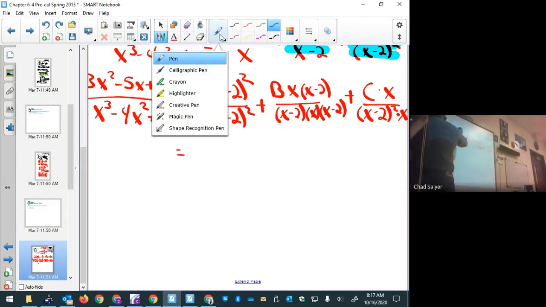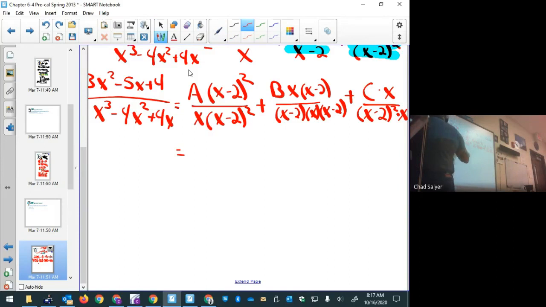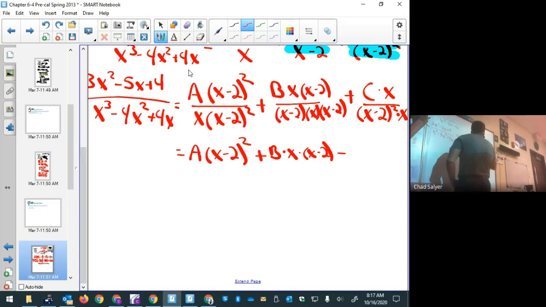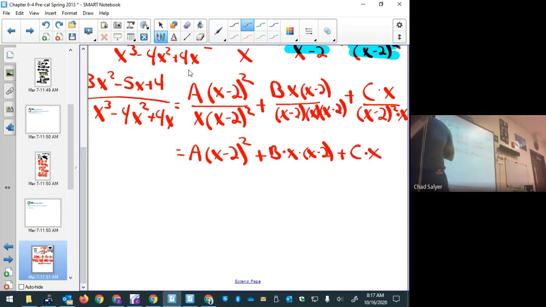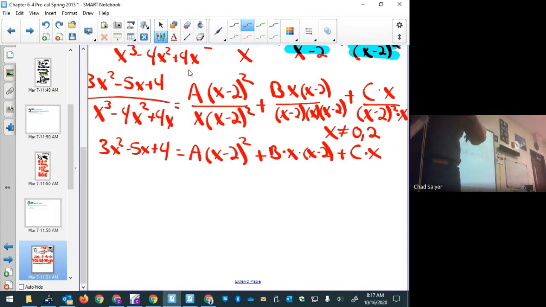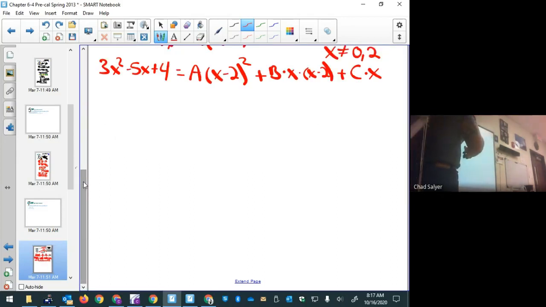So if we multiply this out, we get A times (x minus 2) squared plus B times (x minus 2) plus C times x equal to that original numerator. But we have to say x could never equal 0 or positive 2, so let's keep that in mind. That was always the case because we can't equal it in this expression either, but we'll note it just for consistency's sake.